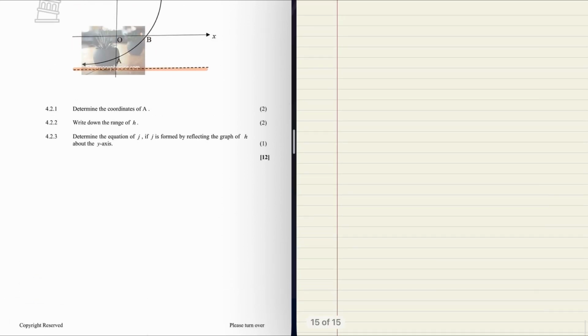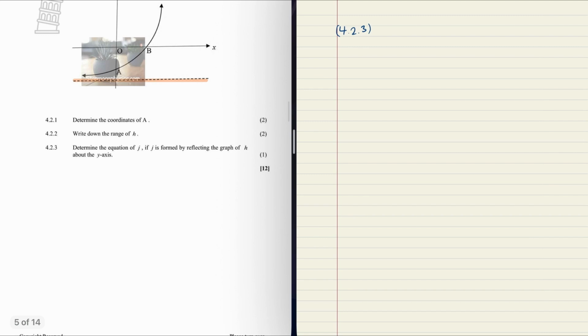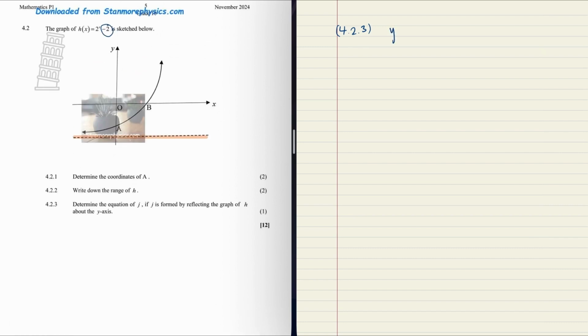Question 4.2.3 says determine the equation of j if j is formed by reflecting the graph of h about the y-axis. So when you are reflecting something in the y-axis, you are going to keep the y value but change the x value. So if my function is y is equal to 2 to the power x minus 2, I'm going to keep the y, so y is equal to 2 to the power, so reflection in the y-axis, keep y, change x, x becomes minus x and then minus 2. That's my answer.